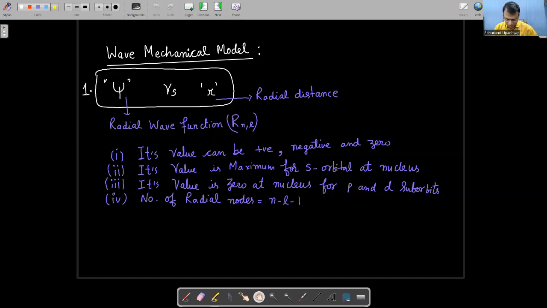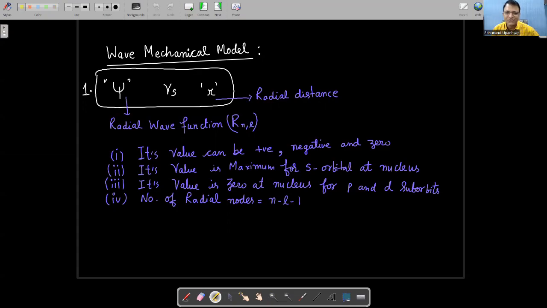Wave mechanical model. In this, first we are going to discuss the psi versus radial distance graph. Psi is the radial wave function, because we know that the complete wave function has two parts, radial part and angular part. And the complete wave function depends on three quantum numbers: principal quantum number, azimuthal quantum number, and magnetic quantum number. Spin quantum number is not related to the Schrodinger wave equation. So for an orbital, three quantum numbers are required.